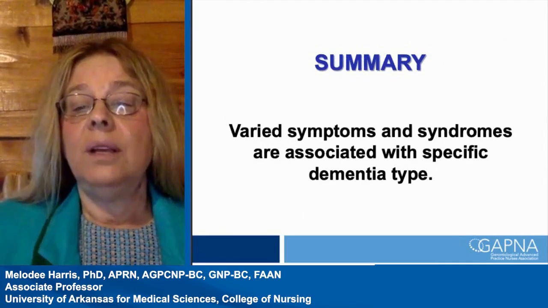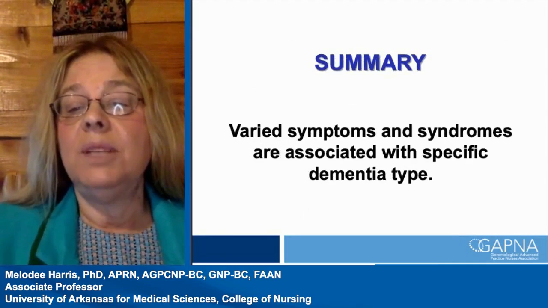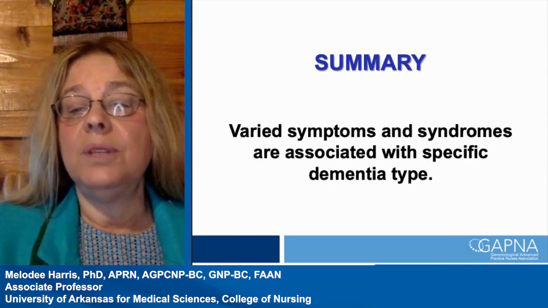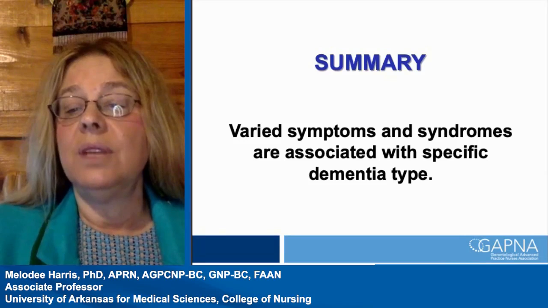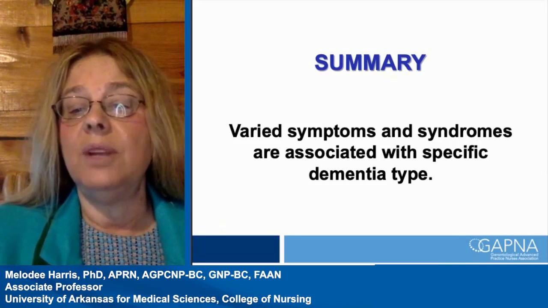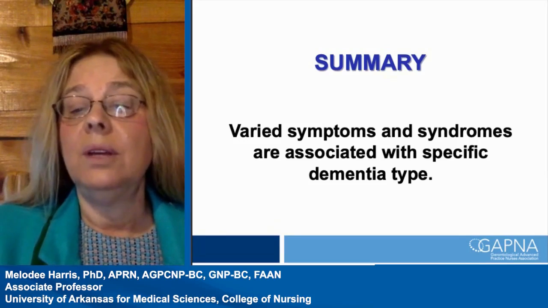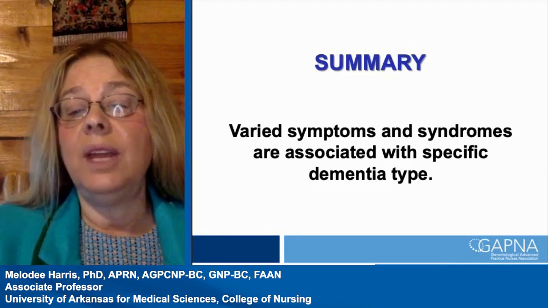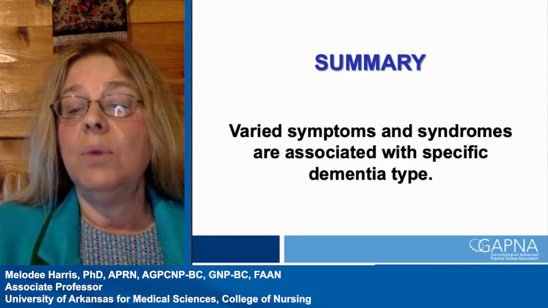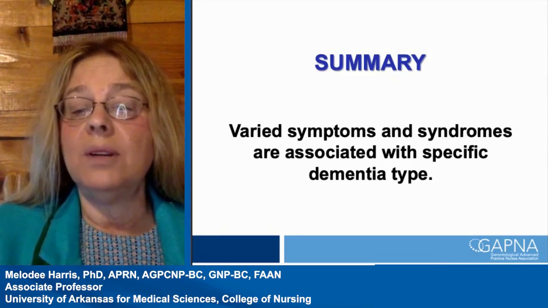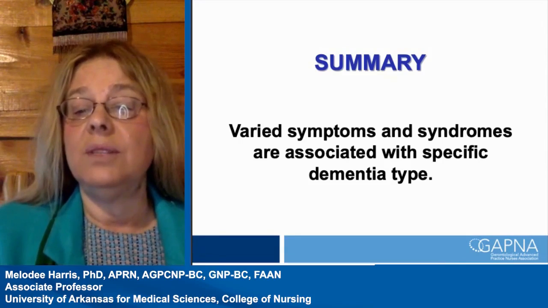In summary, psychosis-related dementia is distressing to the person living with dementia and caregivers. The symptoms of psychosis are often unpredictable and require very close monitoring. One symptom may resolve and a new symptom may develop. More research is needed for biomarkers and early identification of psychosis.